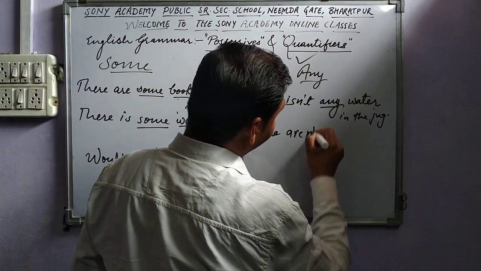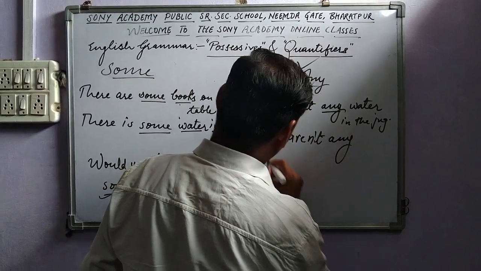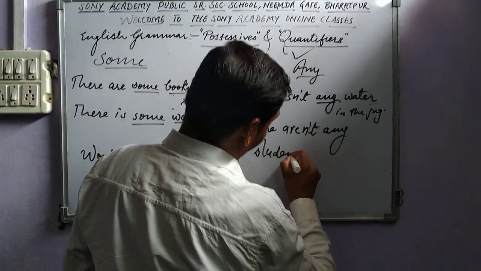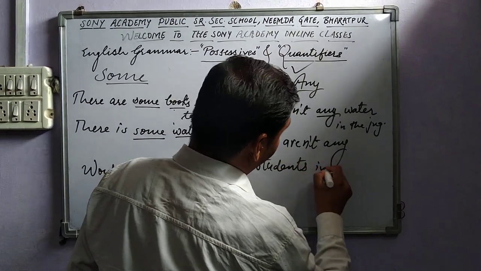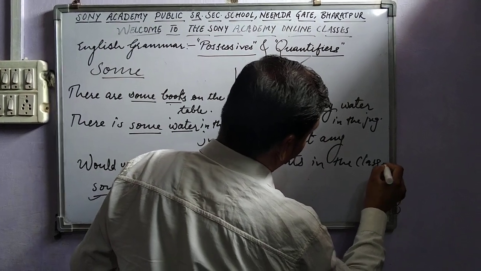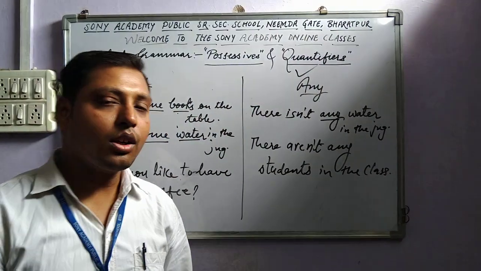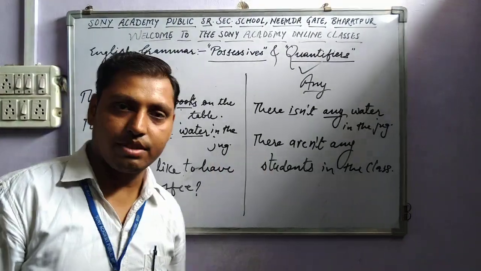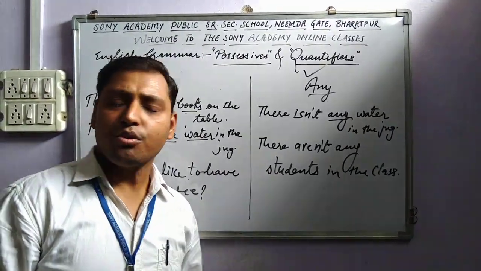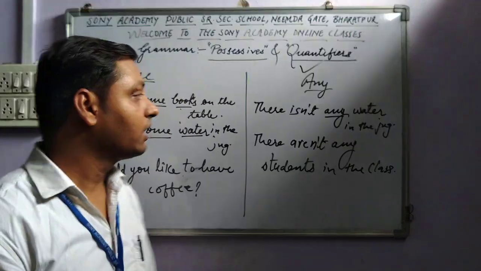Next thing is: There aren't any students in the class. There aren't any students in the class. It means there are no students in the class. Any shows the negativity, and that's why it is used in negative sentences.